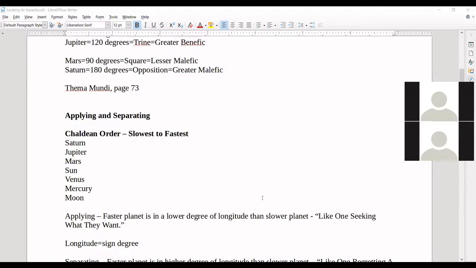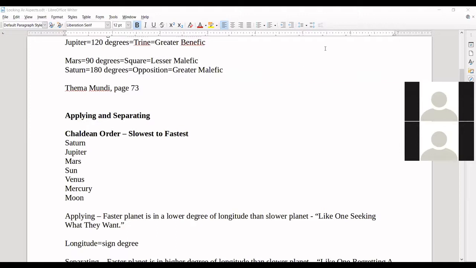So applying. First of all, think of it in the context of this order. The first thing we want to be thinking about is who is faster than whom. The Moon is the fastest of the seven. Saturn is the slowest of the seven. That means that all of the six planets can apply to Saturn, but Saturn cannot apply to any of them because he's slower than all of them. So that's one of the first ways.